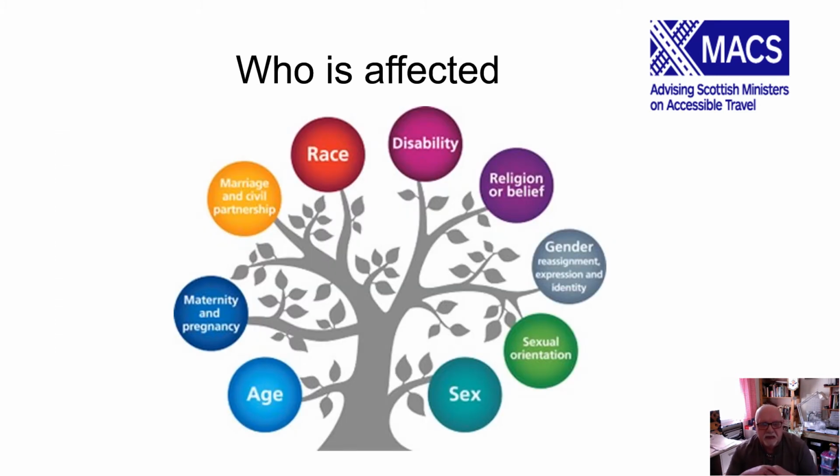The next slide is simply a cartoon of a tree, and in each of the 9 coloured circles on the tree, it names each of the protected characteristics within the Equality Act 2010, from age through to maternity and pregnancy, marriage and civil partnership, race, disability, religion or belief, gender reassignment, expression and identity, sexual orientation and sex. That is the 9 protected characteristics that you need to consider.